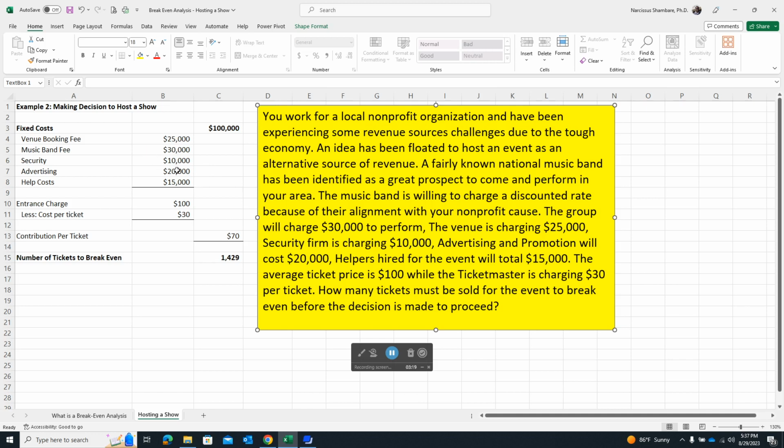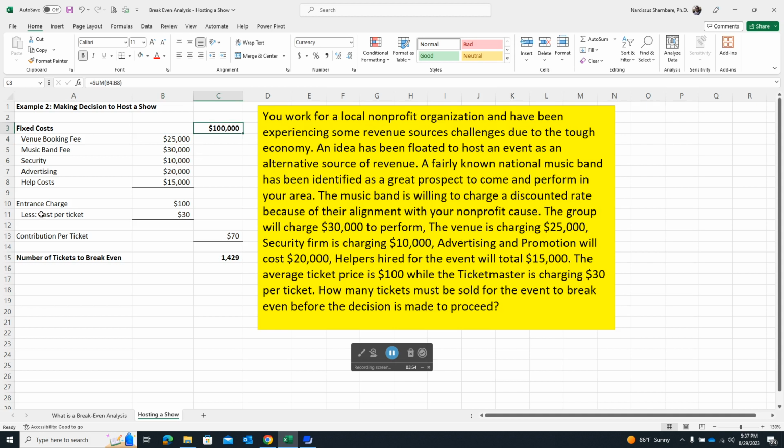The first thing is to figure out what the fixed costs are going to be. In this particular case, we've been told that the venue booking will cost about $25,000, and the music band will charge a bargain of $30,000. Security, to make sure people are secure, will be $10,000, advertising $20,000, and helping costs will be $15,000. So when you add up everything, it gives you the fixed cost of $100,000.